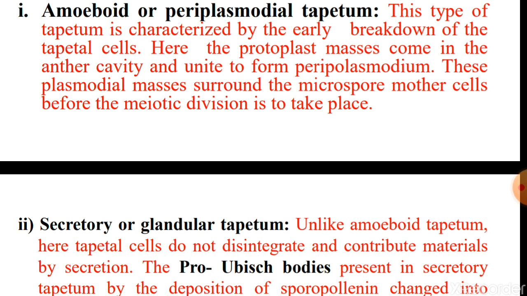With the disintegration of the wall, the protoplast becomes irregular in shape. That's why this tapetum is known as amoeboid or periplasmodial tapetum, and this surrounds the microspore mother cell and provides nutrition to the microspores.